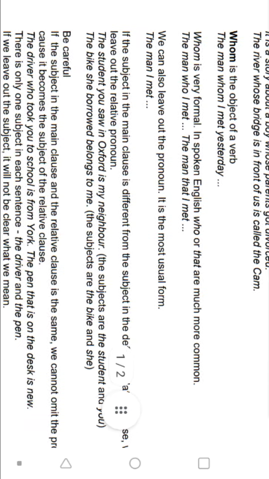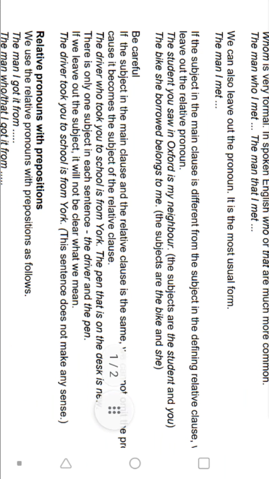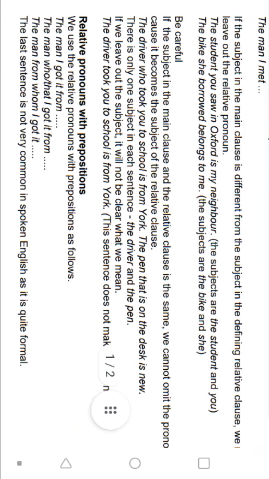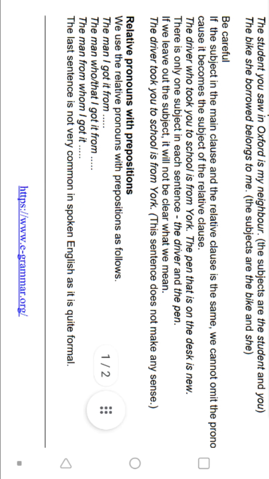Be careful. If the subject in the main clause and the relative clause is the same, we cannot omit the pronoun. It becomes the subject of the relative clause. The driver who took you to school is from York. It is the subjective case, so when it is used in a subjective position, we are not supposed to leave out the relative pronoun.